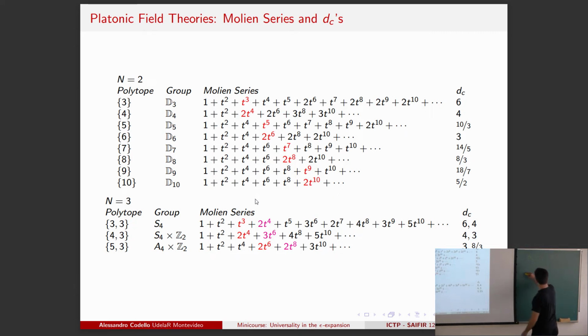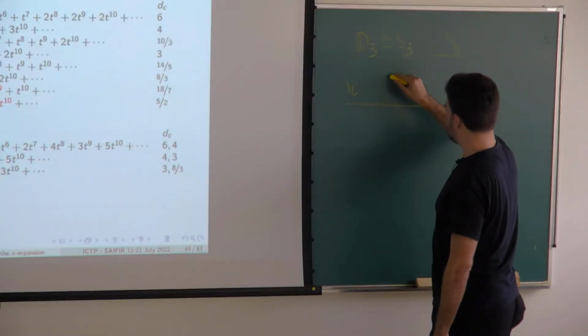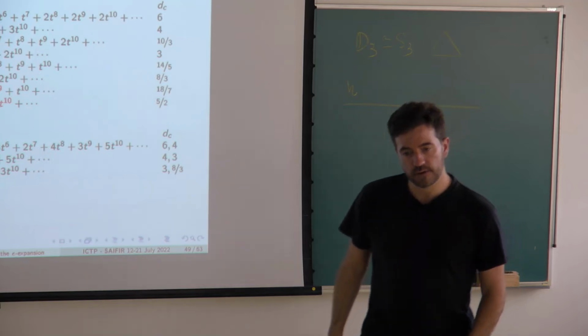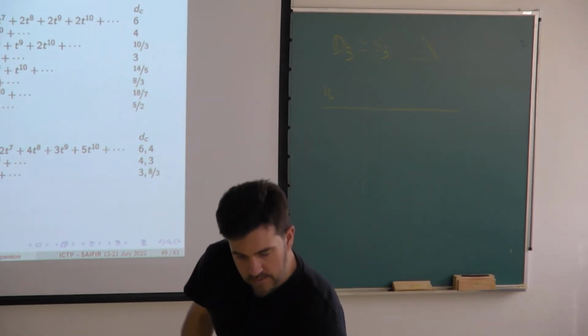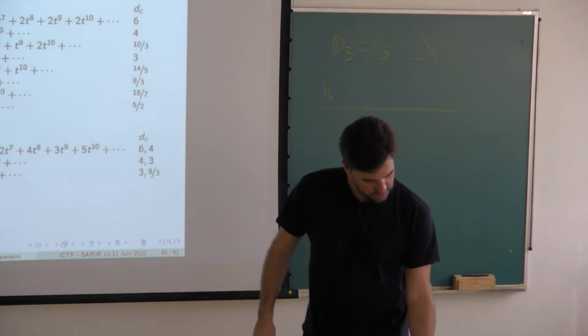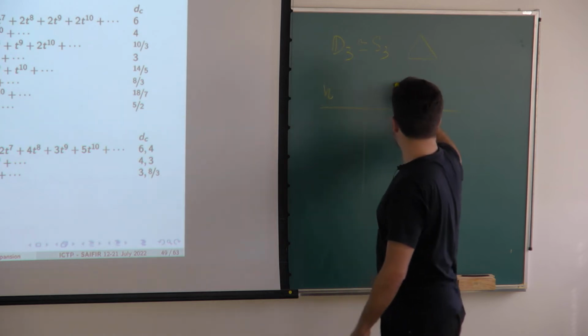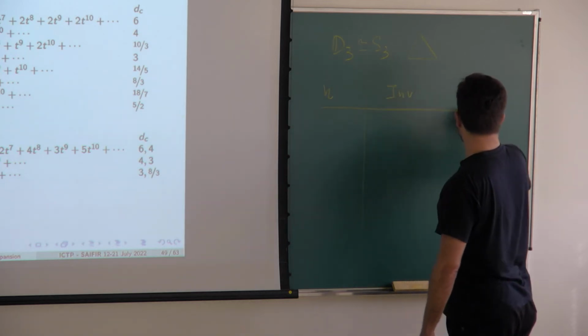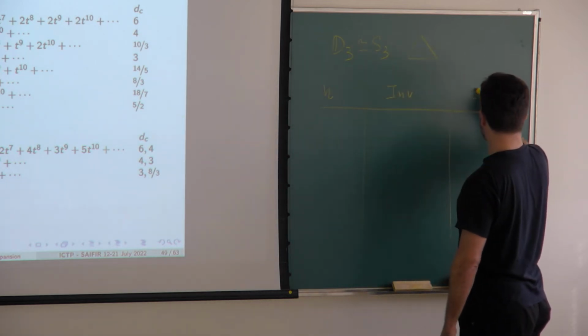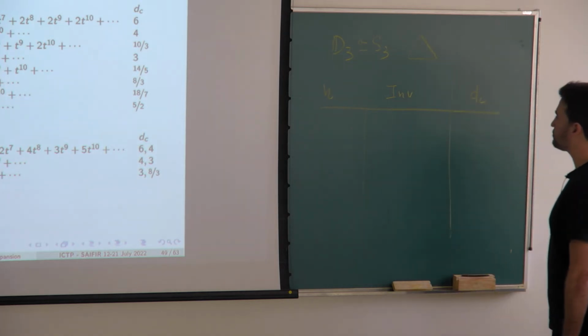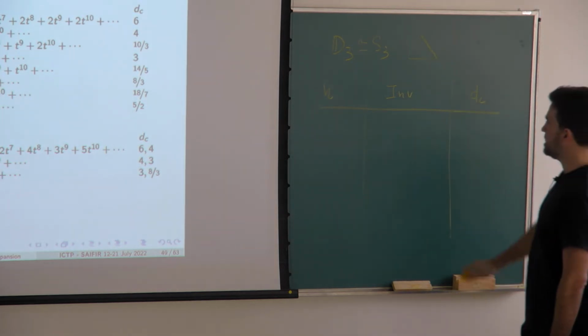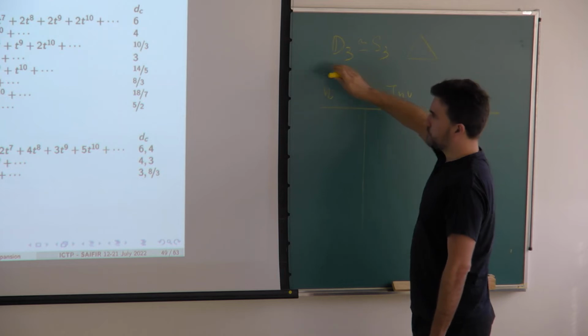So let's say that this is n, the field power, and then here we're going to put the number of invariants, and here we put the possible critical dimensions. So how do we see that? Okay, now let's look at this group. So we look at this series.